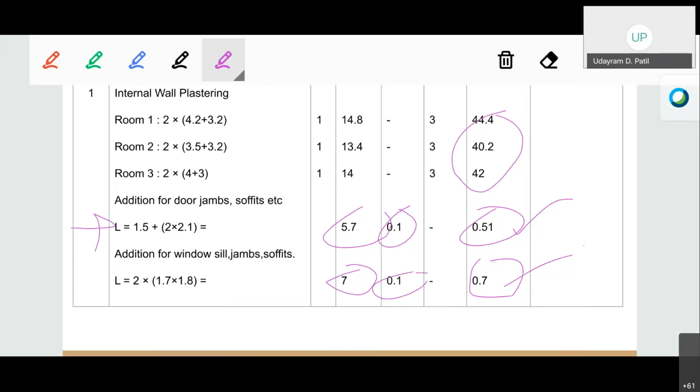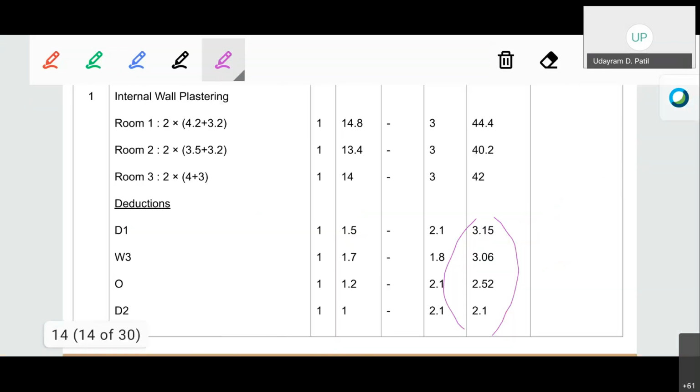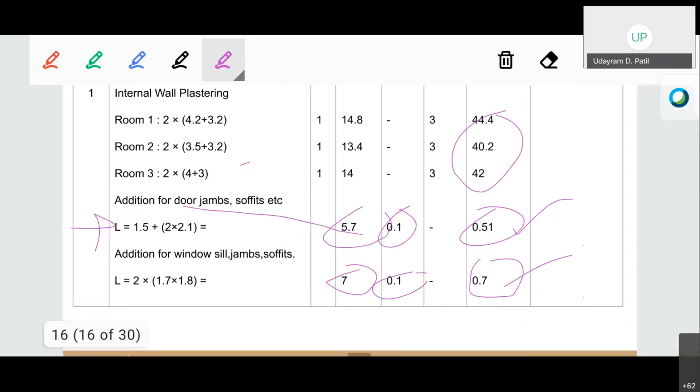126.6 meter square was your gross quantity. Deduct the deductions, that is 3.1, 3.06, 2.52 and 2.1, and add the addition for the door jambs and the window sills, that is plus 0.51 plus 0.7.